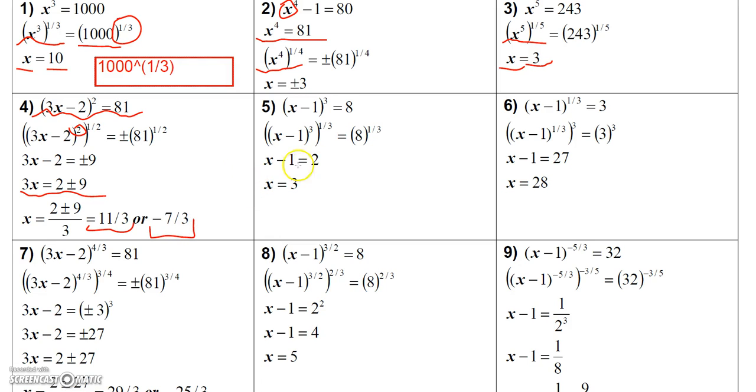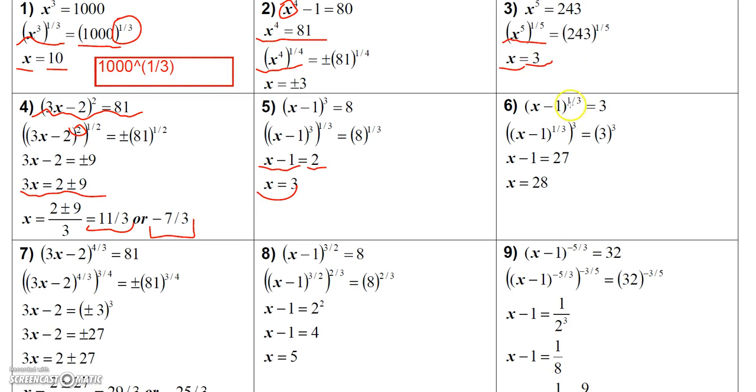So those are your two answers there. Similar problem here, but I'm going to raise both sides to the 1/3 power, because if I raise something cubed to the 1/3 power, it'll cancel the power out. Then I would also have to raise 8 to the 1/3 power, which is just the cube root of 8. So that's going to give me 2, and then you just add 1 to both sides, and you get 3.